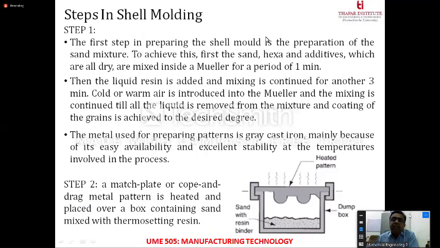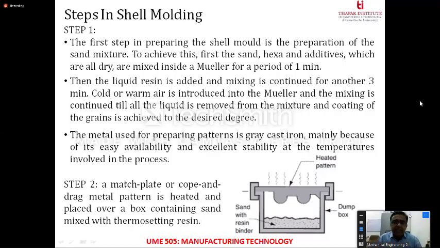Now, how is shell molding done? I'll give you a brief idea of how this process takes place. The first thing you need to prepare is the sand for the shell molding. First of all, we take the sand and the additives, completely dry them, and then put them in a sand muller for a period of 1 minute so as to achieve homogeneous mixing. Once the 1 minute period has passed, the liquid resin is added and mixing is continued for another 3 to 5 minutes. As the mixing is taking place, we also pass hot, warm air into the muller through an air dryer, so that any moisture or liquid present in the mixture is completely drained out, and the coating of phenol formaldehyde and additives on the sand particles attains the desired property.